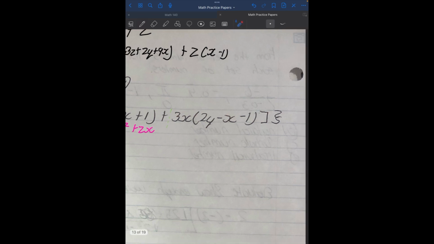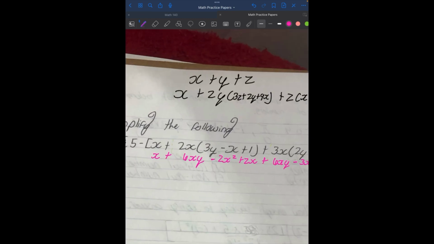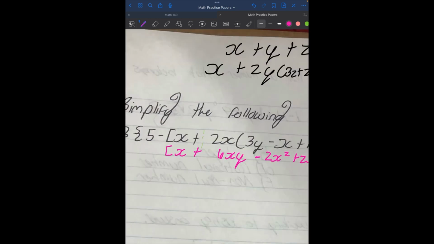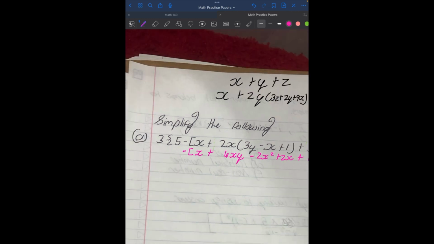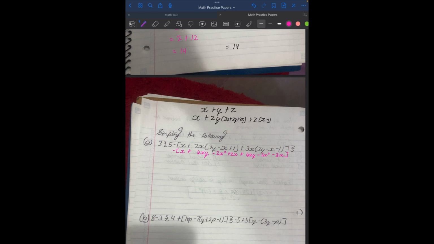So 3x times 2y is 6xy, so plus 6xy. 3x times negative x is minus 3x squared. 3x times negative 1 is minus 3x. And then we could just say x plus, right? And then put these in brackets because this negative is being multiplied by all that.